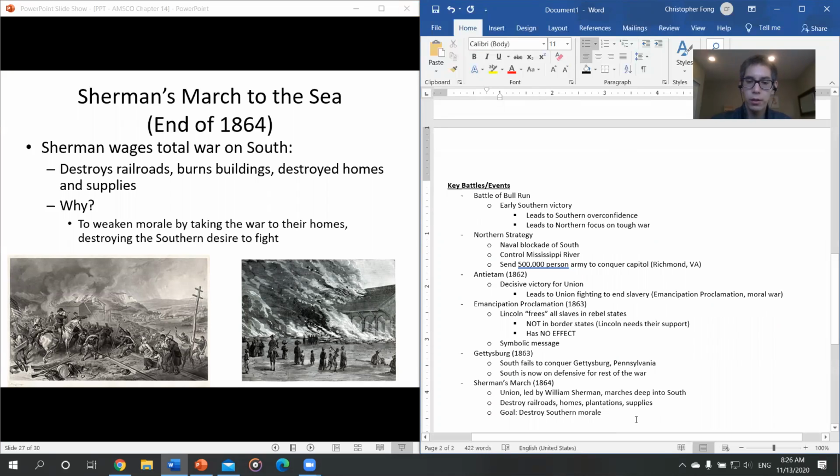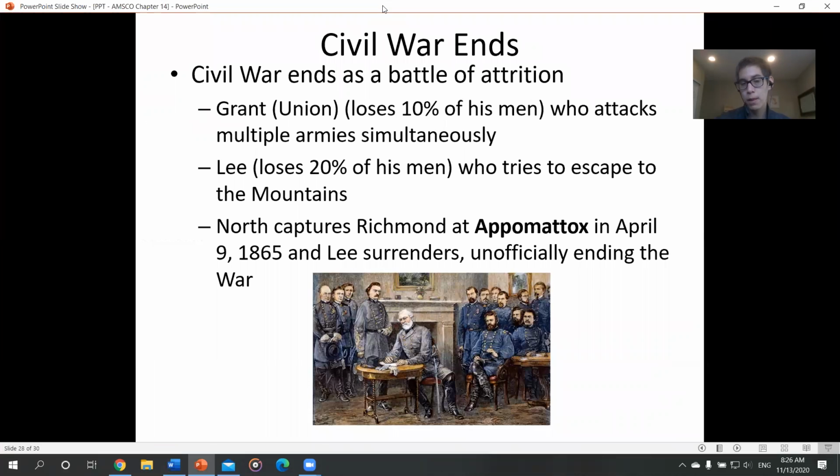And again, this is sometimes called either a total war or a war of attrition. War of attrition means to basically make it so that they have to give up because they have no more supplies or no more food left. And so the Civil War ultimately does end as a battle of attrition. The South gives up because they can't fight anymore. They don't have enough supplies or enough men.